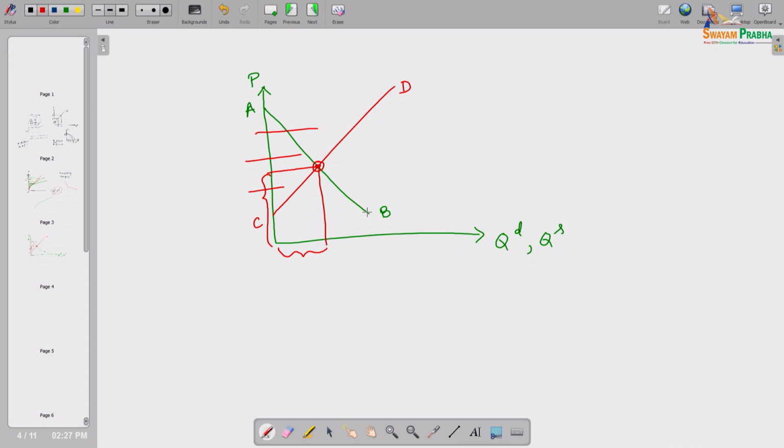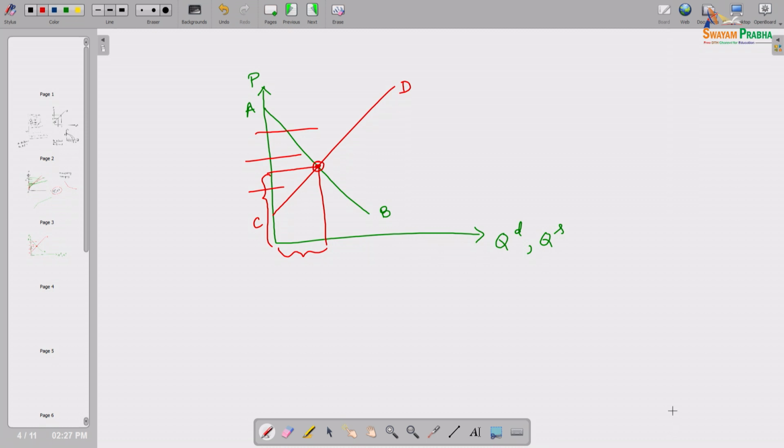These two, AB and CD, are the market demand curve and market supply curve, not the individual demand curve and individual supply curve. These are the market demand curve and market supply curve used to determine the equilibrium price in the market. Now, why this is an equilibrium, we can think of in a different way.